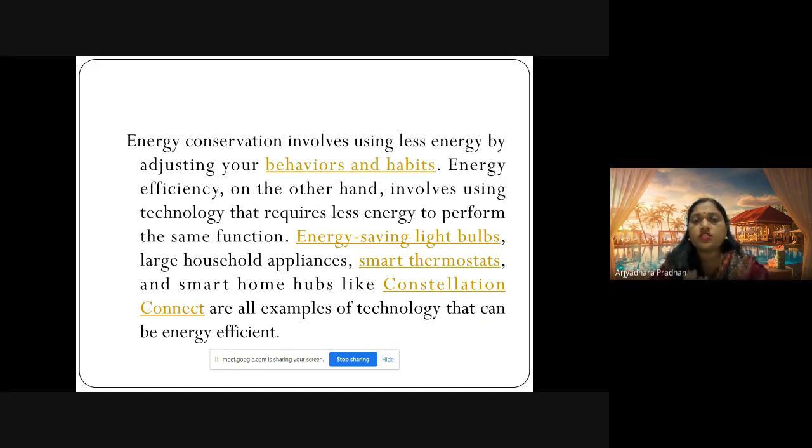Similarly, energy efficiency, on the other hand, involves using technology that requires less energy to perform the same function. Same function, same amount of usage will be there, but in an efficient way. Energy saving light bulbs, as I was talking about LEDs, then large household appliances, smart thermostats, smart home hubs like Constellation Connect are all examples of technology that can be energy efficient.